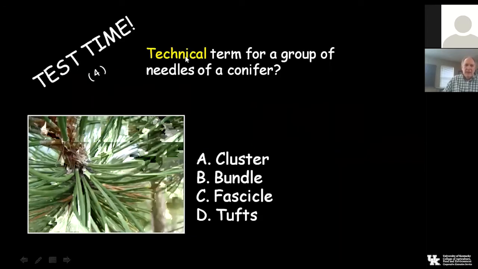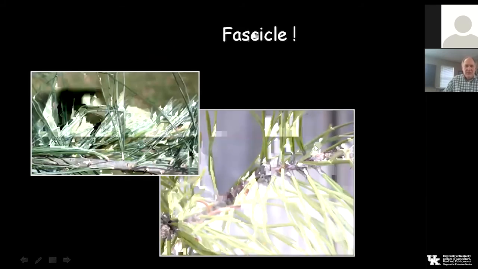Question number 4, technical term. This is one you can use at the supper table tonight. Technical term for a group of needles in a conifer. Cluster, bundle, fascicle, or tufts. And the question is, and I know you all know it, it is a fascicle.